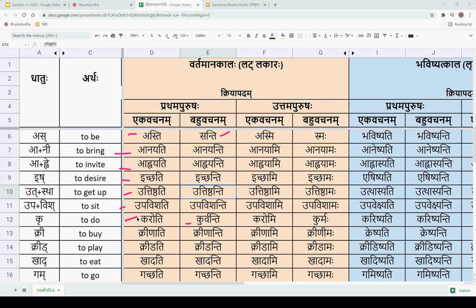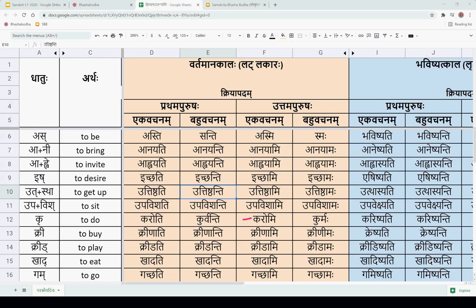So at least we need to know these forms, even though they belong to other groups of dhatus, not 1, 4, 6, 10. Since they are very widely used and very useful in conversation or in reading, these are very commonly used kriyapadas. So even though they don't follow the simple pattern, it is better to know those forms. Karoti, kurvanti.